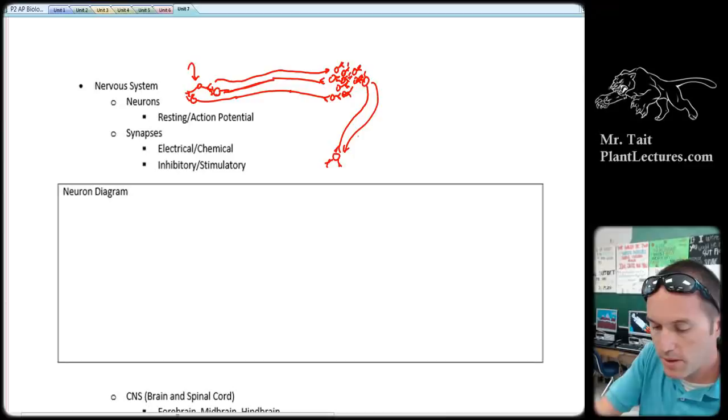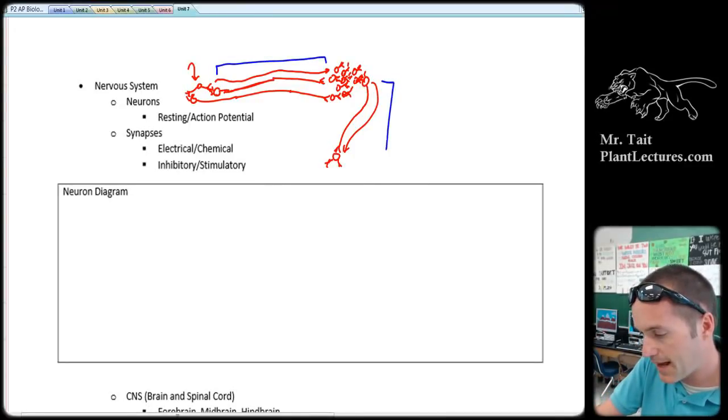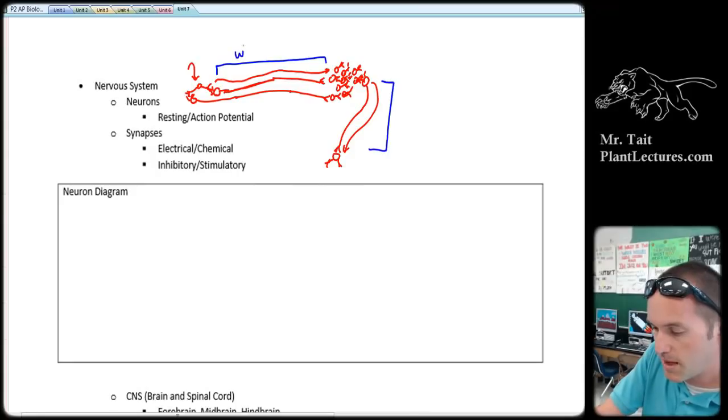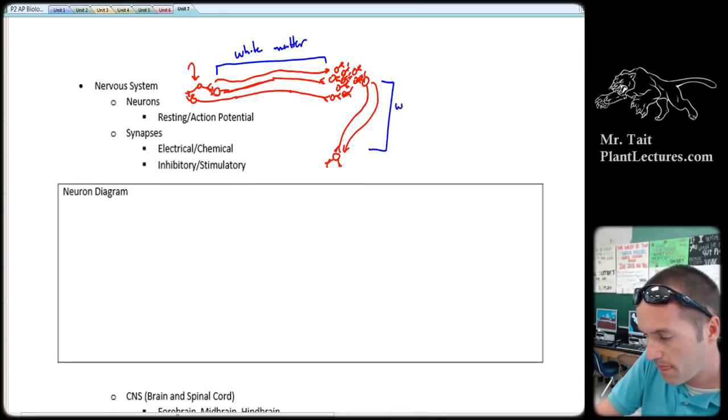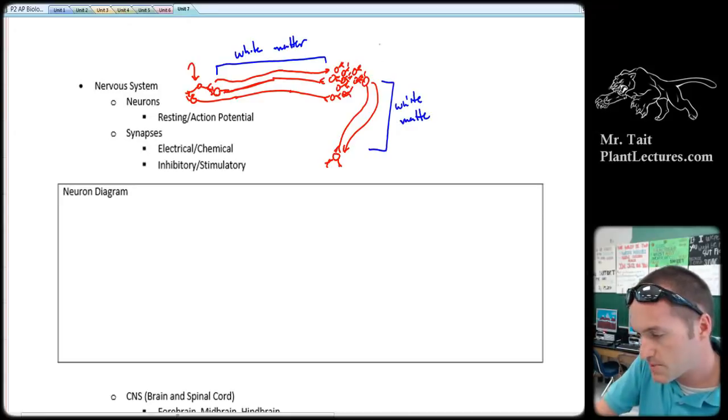Okay. The point here is that this space where you have a lot of axon distance, that's white matter. And then this space where you have not very much axon distance, this is gray matter.